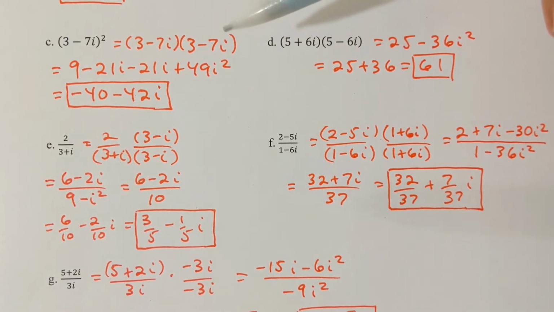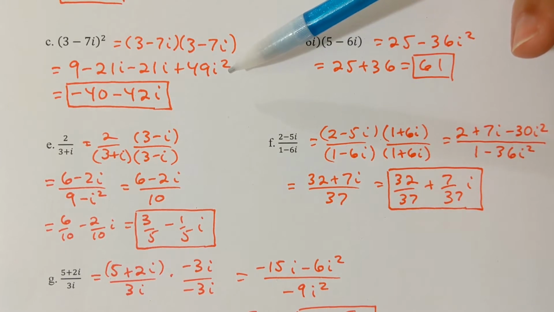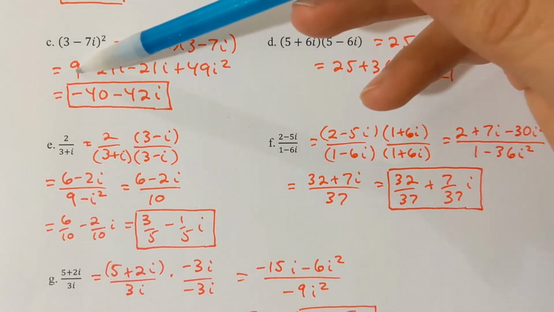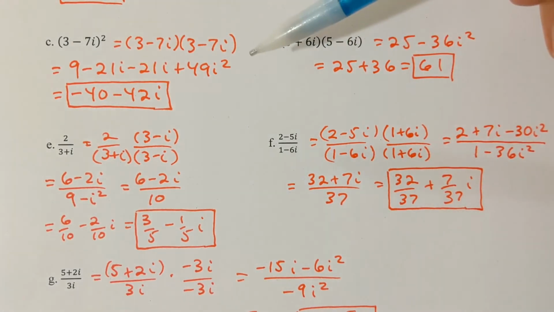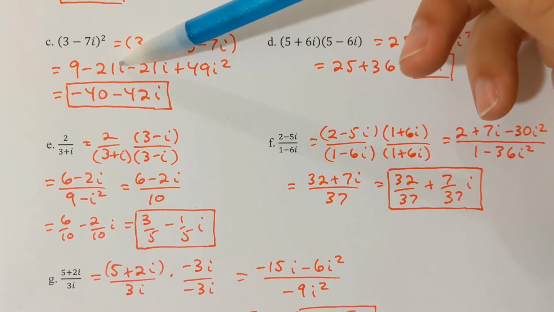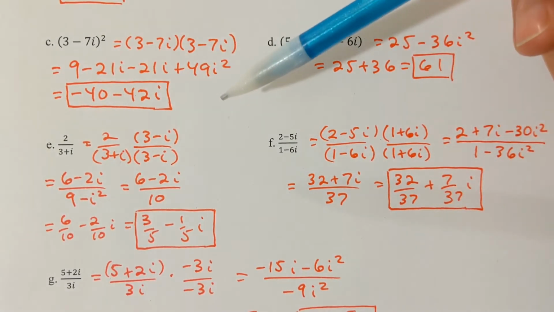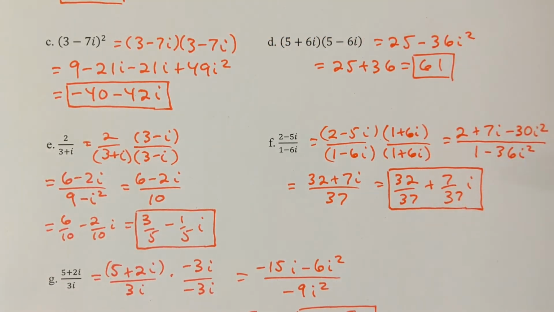Combine your like terms now. i squared is -1, so really what's happening at the end is I'm subtracting 49. 9 minus 49 is -40. And then -21i minus 21i, that's minus 42i. Okay, -40 minus 42i, that'd be my answer.